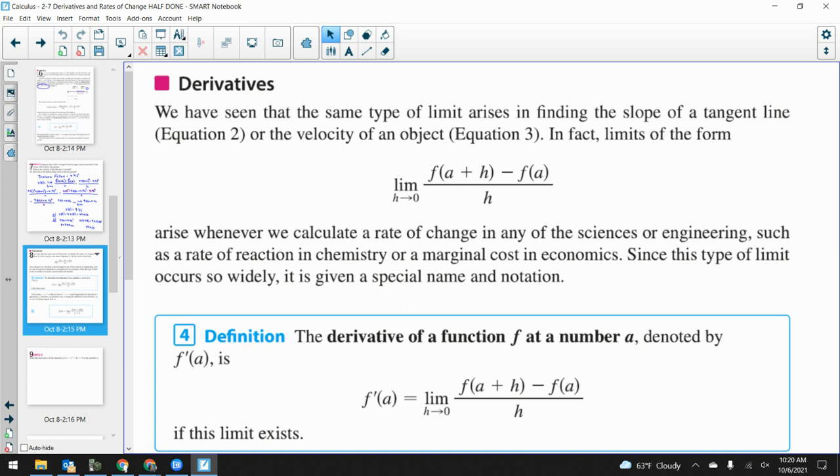In fact, limits of the form limit as h goes to 0 of f of a plus h minus f of a over h arise whenever we calculate a rate of change. Rate of change is the same thing as saying derivative. Instantaneous rate of change is the same thing as saying derivative. Okay? It comes up in a wide variety of topics. Anything that you can graph. I was thinking about this yesterday.